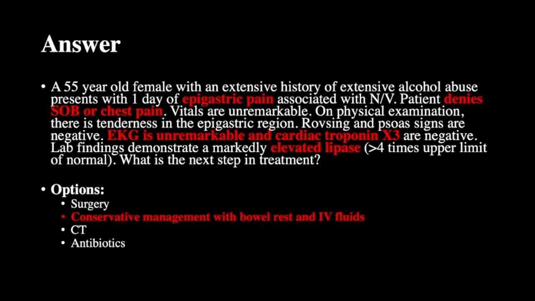Lastly, lab findings demonstrate a markedly elevated lipase, more than 4 times the upper limit of normal. Now, given the fact that this patient has epigastric pain in the setting of this elevated lipase, that tells us almost without a doubt that this is acute pancreatitis. What you want to remember is, if their amylase or lipase is more than 3 times the upper limit of normal, that is usually the cutoff for acute pancreatitis. So it's really important to remember that cutoff in case they do test it.